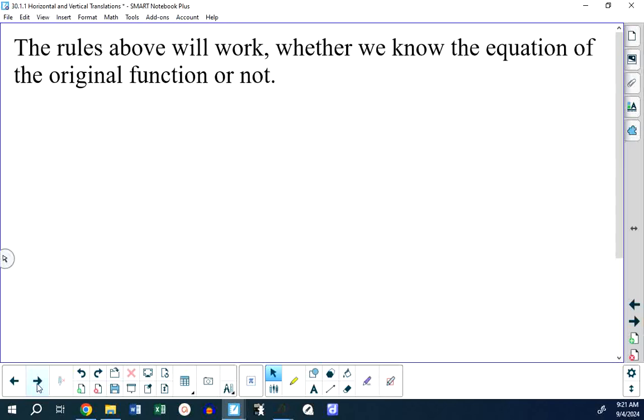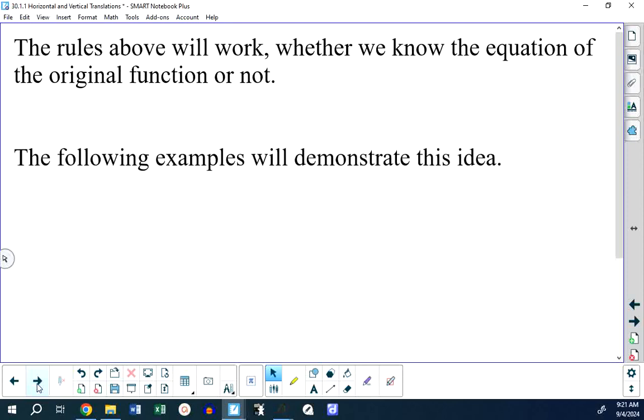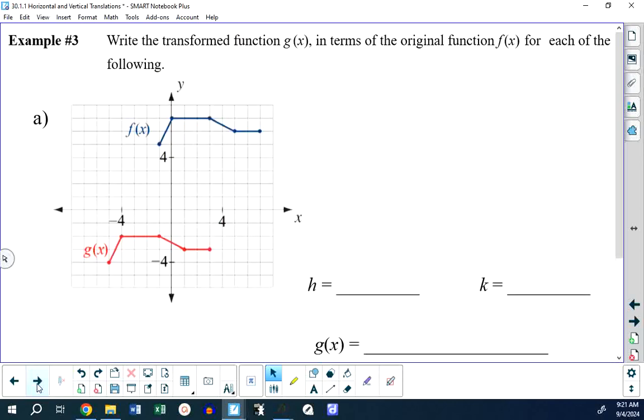So the rules are going to work whether you know the equation or not. And this is what I alluded to yesterday, is it's not always going to be the case that you can put it into your graphing calculator and look at the new function. It's not always possible. So let's take a look at a few more examples, and then we'll be done. And again, I just want to double check. Am I moving too fast?